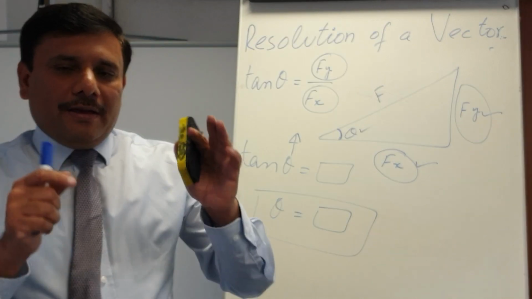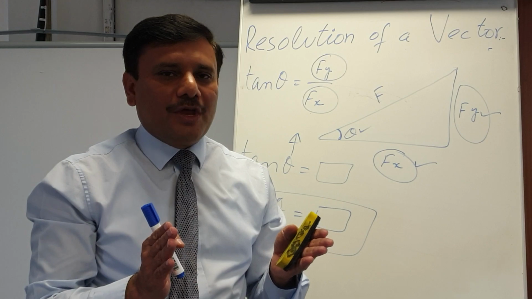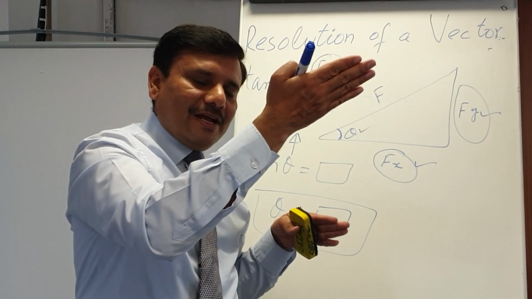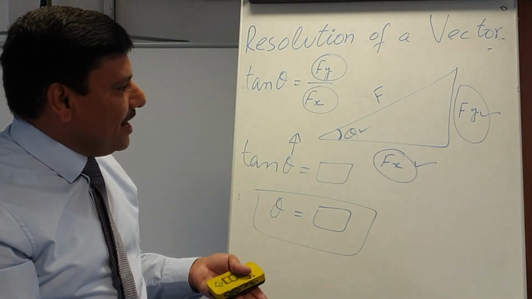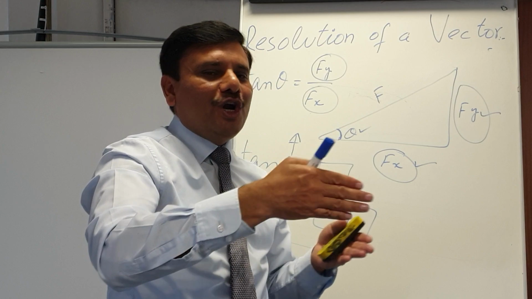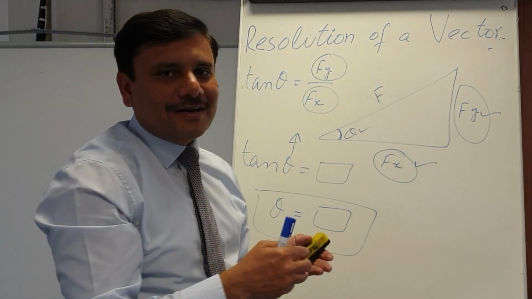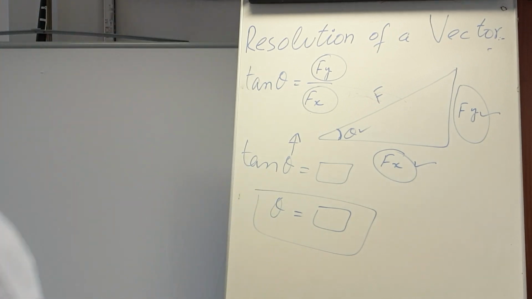So what we have done today is that we have resolved a vector into its rectangular components, and then at the end, if we know the rectangular components, we would be able to determine its resultant vector. So we have discussed both the cases. Thank you very much.